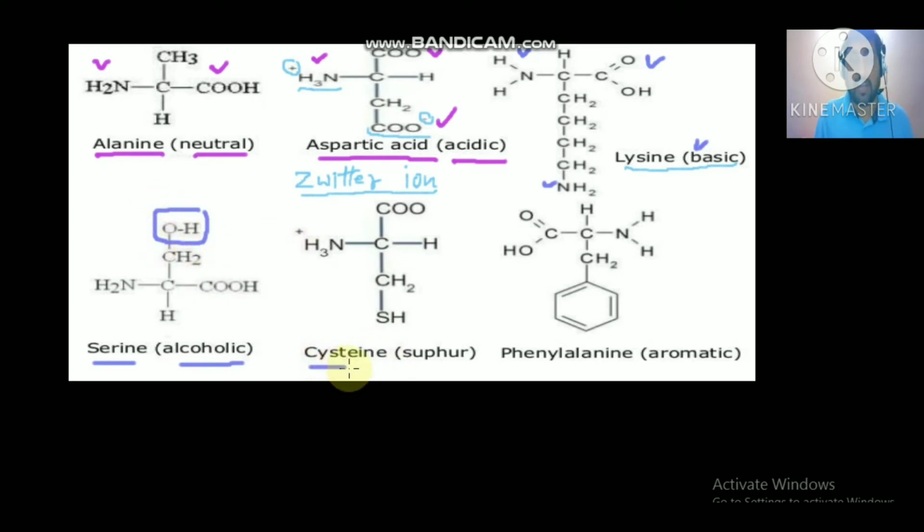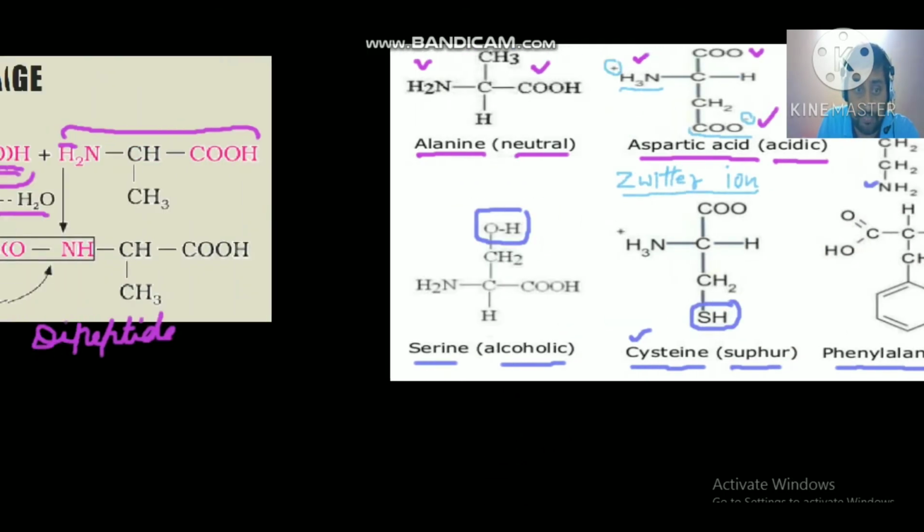Then cysteine is the sulfur one. Last year there was one question about this, the amino acid which contains sulfur units. So here it is SH, the thiol group. That's why it is cysteine. And then phenylalanine, an aromatic amino acid which contains one benzene ring in it. Okay, so these are some examples of the amino acids.